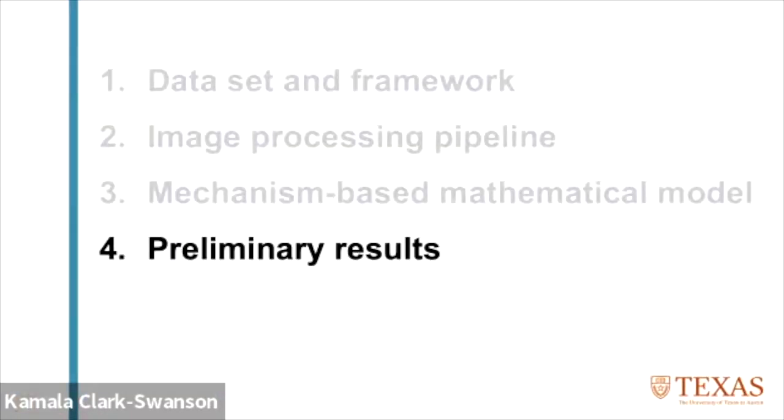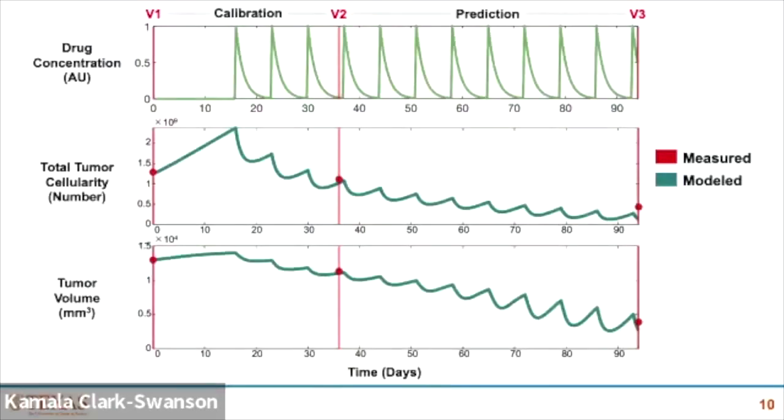Finally, some preliminary results for the 18 initial patients we have. This is one example patient again. At the top is the drug concentration. You can see it goes up with those 12 cycles of paclitaxel and then decreases. Below that is the total tumor cellularity over time, and then the tumor volume over time is at the bottom.